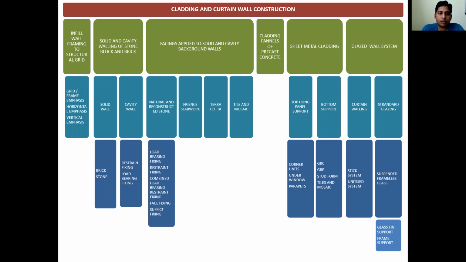Second is solid and cavity walling of stone, block and brick. Then facings applied to solid and cavity background walls. Another one is cladding panels of precast concrete. Then sheet metal cladding and glazed wall system. It is further divided into subgroups also, like the infill wall framing to structural grid, which has grid or framing emphasis, then horizontal emphasis, then vertical emphasis.